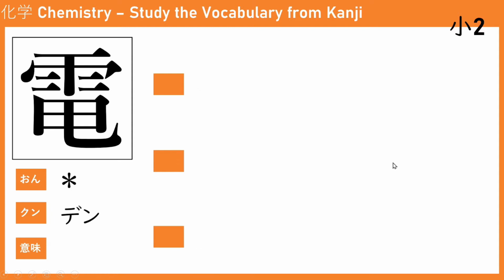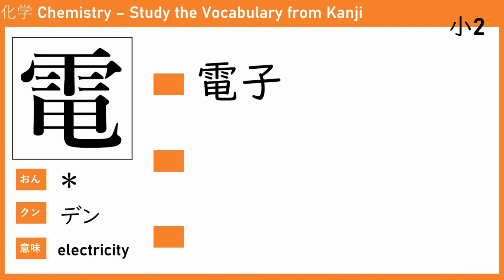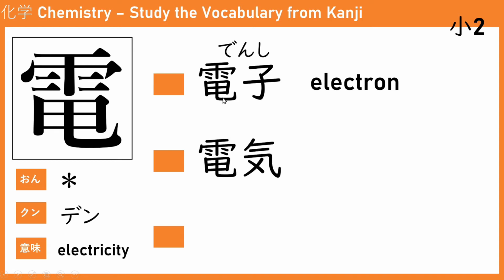The next one is den, which means electricity. The first one is denshi. The small substance that contains the electricity is an electron. The next one is denki. Ki means aura, like aura. So you have electricity in general, denki.